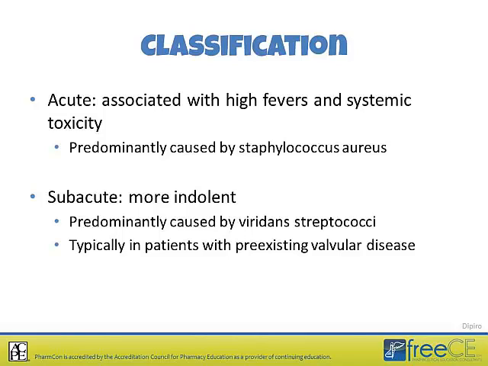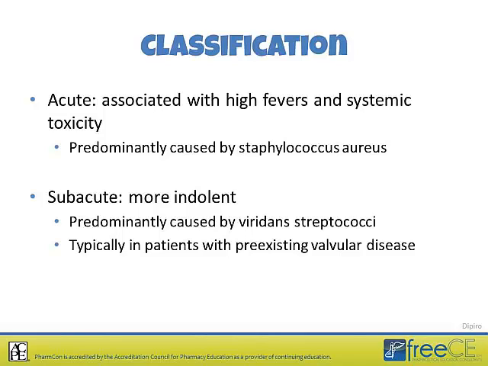Characteristically, endocarditis is classified as either acute or subacute. So acute endocarditis is associated with high fevers and systemic toxicity. So somebody just looks really sick frequently. It happens more quickly. So you're going to have a shorter history of the patient developing their symptoms. And the acute, really toxic looking endocarditis is predominantly caused by Staphylococcus aureus. So think about the time course and really how sick your patient is looking on presentation.